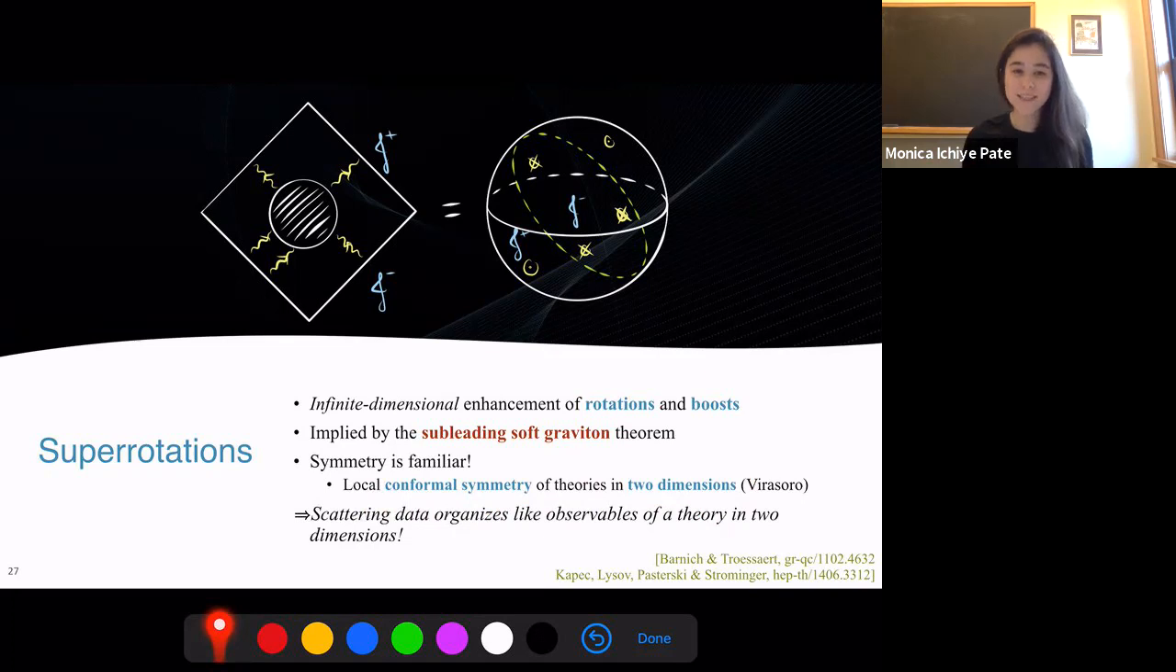So what this means is that the scattering data in a 4-dimensional theory of gravity organizes like observables of a theory that lives in 2 dimensions. Thus, not only have the infinite dimensional symmetries provided intrinsic structure to the scattering problem through an infinite number of constraints, but they have revealed where the holographically dual theory might live. Namely, it is the theory that lives in these two dimensions, the two dimensions in which this conformal symmetry acts.